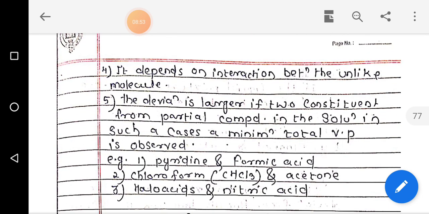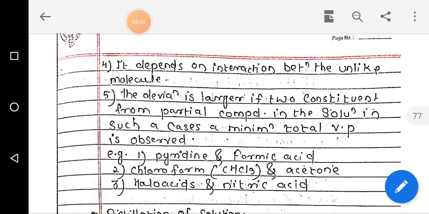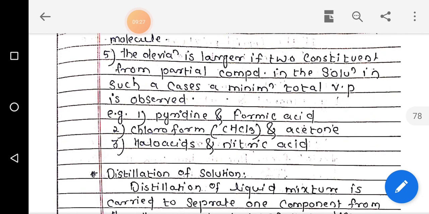So the next parameter is: it depends on which factors? There are some factors on which it depends. We will discuss all these factors so that we can understand negative deviations very well. It depends on the interaction between the unlike molecules, because we are taking molecules which have more force of attraction. The deviation is large if the two constituents form partial compounds in the solution.